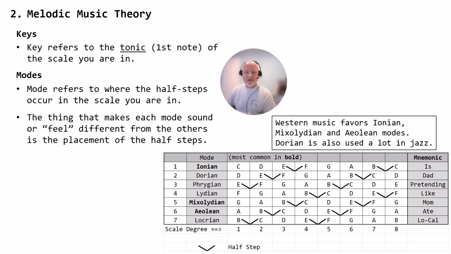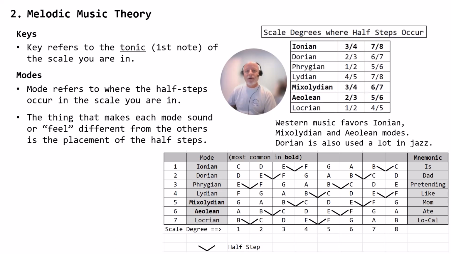In Western music, the Ionian, also called the major mode, the Mixolydian, used a lot in rock and roll music, and the Aeolian, which is the minor mode, are the most common. Dorian is quite common as well, but it's used mostly in jazz-type music. And here's a little chart that shows you where the half steps occur in each of the modes.